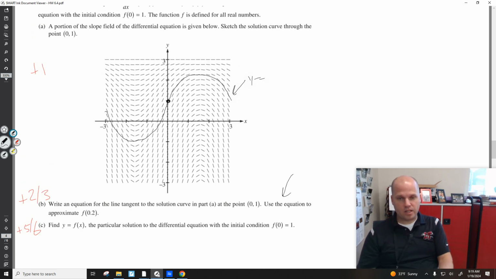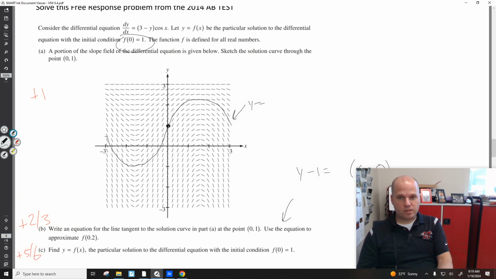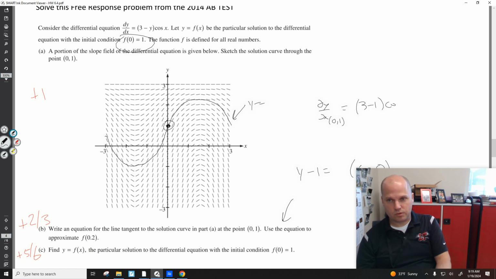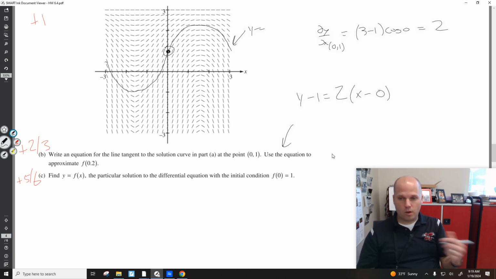Part B, tangent line equation. y minus y1 equals some m times x minus x1. We need to find my slope at this point 0, 1. Now, they kind of show you what it is. It's that positive slope, but don't guess, figure it out. Plug in 0, 1, you get 3 minus 1 times the cosine of 0, which is 2. One point probably for that, and then one point for the approximation.